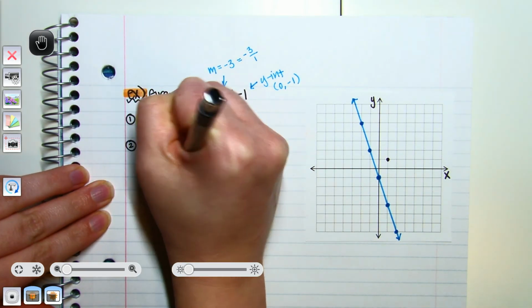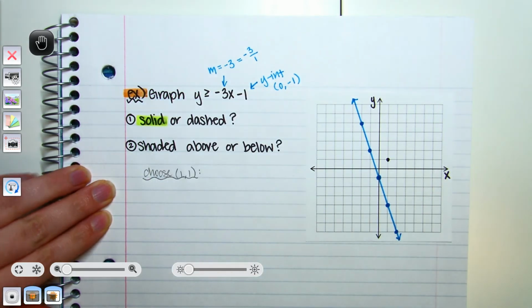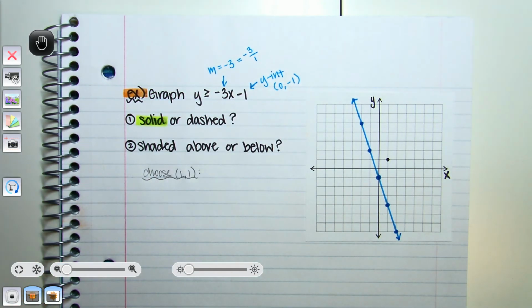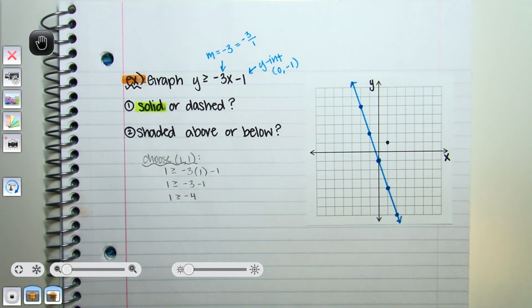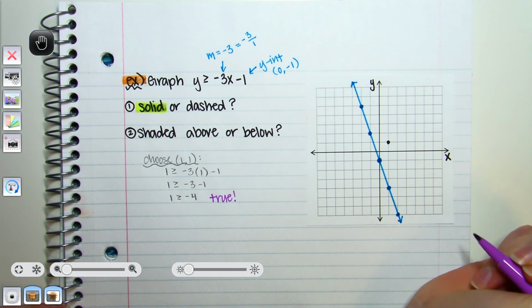So I'm going to choose (1, 1), and go ahead and plug that in to double check, and then push play. Or I'm sorry, pause this to plug in that point, and then push play when you're ready to check your answer. So after you plug that in, you should have gotten that 1 is greater than or equal to -4, which is a true statement. 1 is bigger than -4.